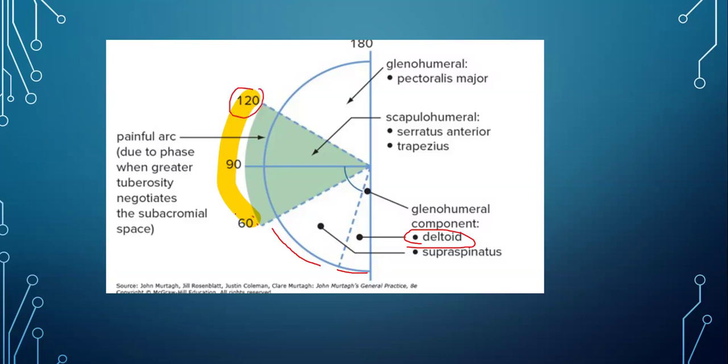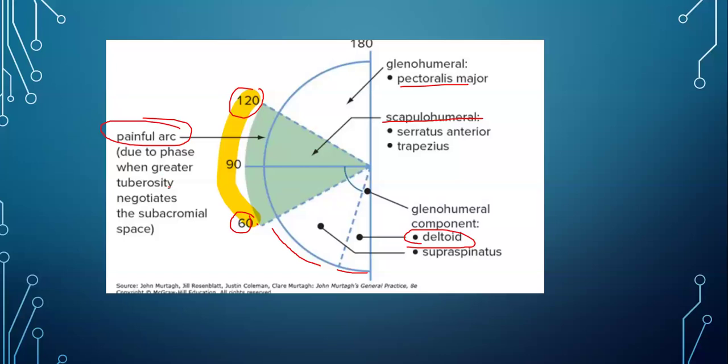From 60 to 120, that's your scapulohumeral component, done by serratus anterior and trapezius. And above 120 is done by pectoralis major muscle. You don't need to memorize this, okay? I want you to understand that if someone has difficulty raising their shoulder from 60 to 120 degrees, that's called painful arc.